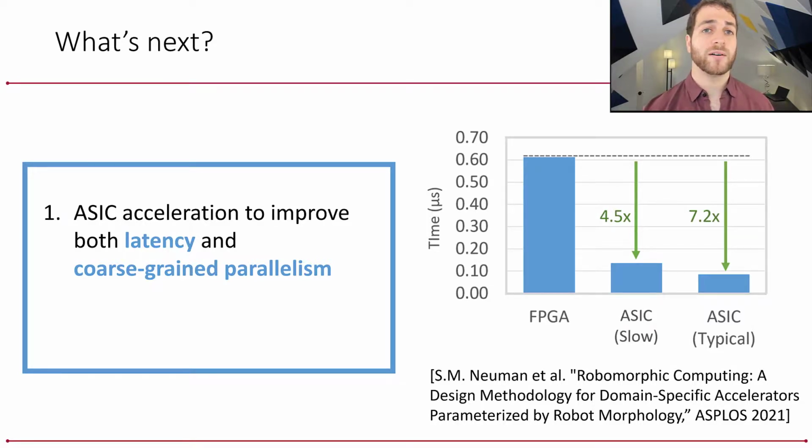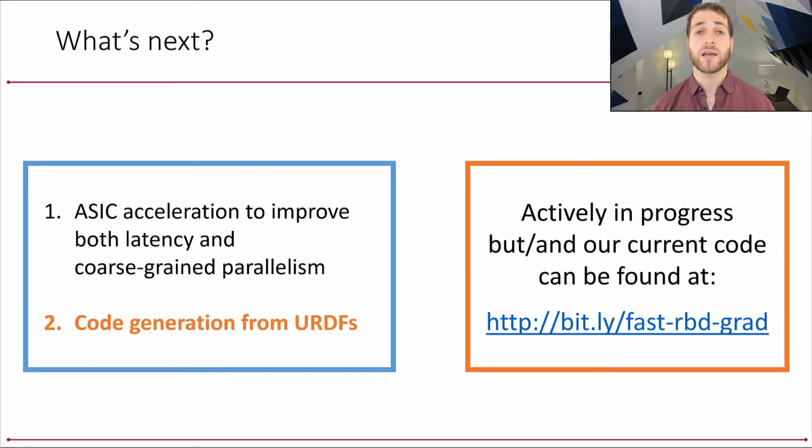The other thing I want to point out is probably one of your biggest questions: okay, that's great, you did this for the KUKA IIWA arm, how do I do this for my own robot? And I'm excited to tell you that we're currently working on a new code generation approach that will allow you to give a URDF to our system, and it will spit out optimized GPU or FPGA gradient code for you to use in your own application. So look for some exciting results coming out for that in the coming months.